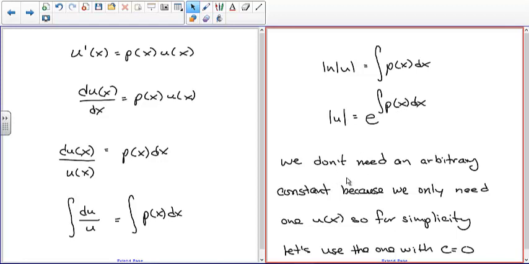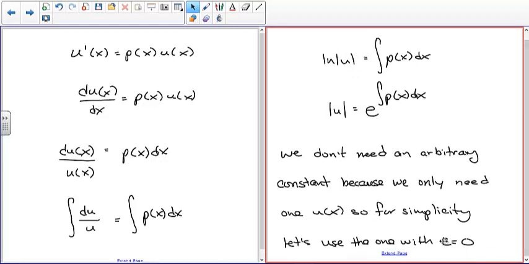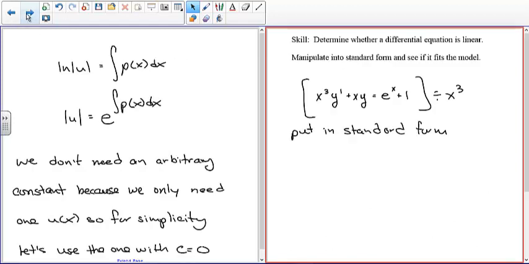And we don't need an arbitrary constant. When we integrate this, we don't need an arbitrary constant because we just need one solution that works, and the solution with c equals 0 is as good as any. So we never add an arbitrary constant. We just integrate it. Both when we did this integration and when we do this integration, we leave out the arbitrary constant, as you'll see. So that's how you come up with the integrating factor. The best way to do this is just to show you how it works.